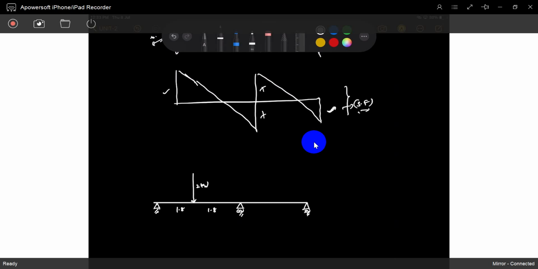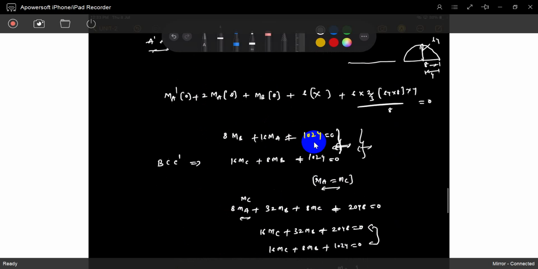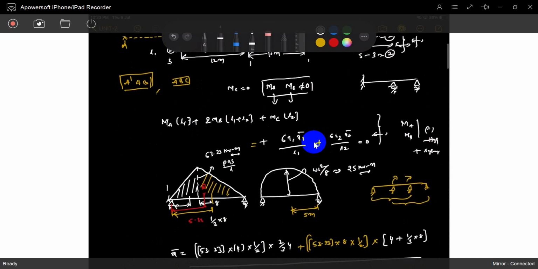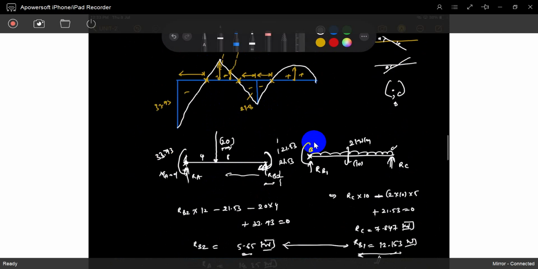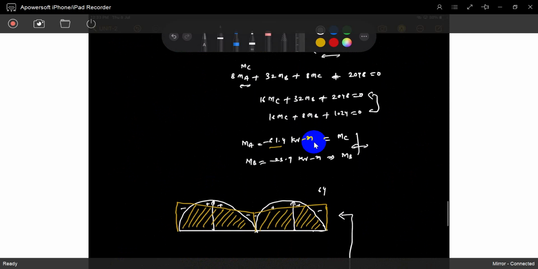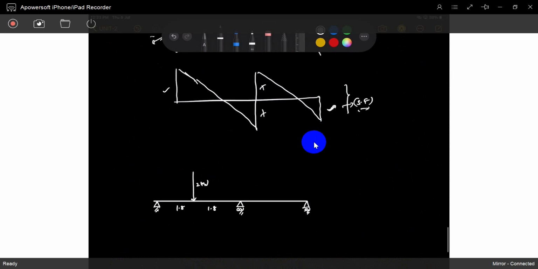And what loading should I give? I will give simply supported and fixed beam. We already solved a difficult problem, so why give you a very easy problem? Take any type of loading. If it is easy, just write the equation directly. So I will change it.